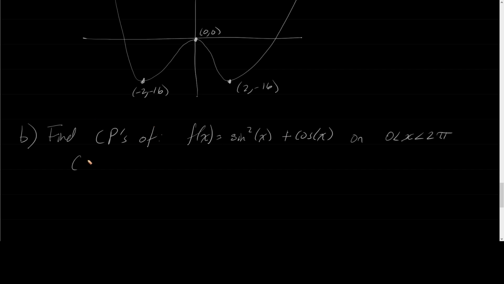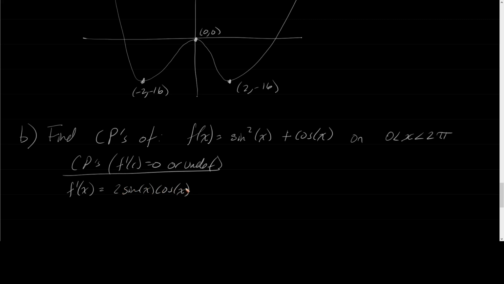So take the derivative. Critical points are where f prime of c equals 0, or it's undefined. Let's figure out what f prime of x is. The derivative of sine squared is 2 sine x cosine x, plus the derivative of cosine, which is negative sine x, so minus sine x, right? And at this point, we want to figure out where this is equal to 0. Let's go ahead and solve that.